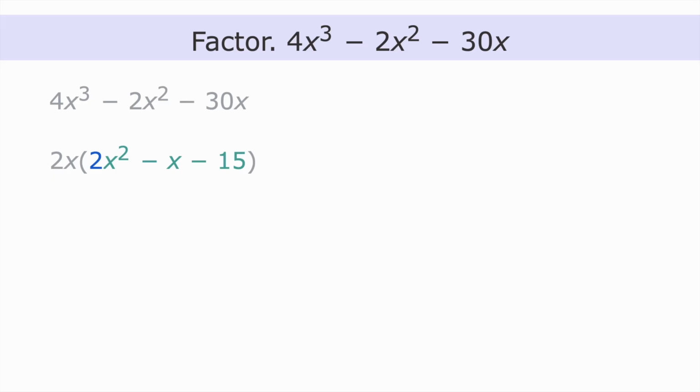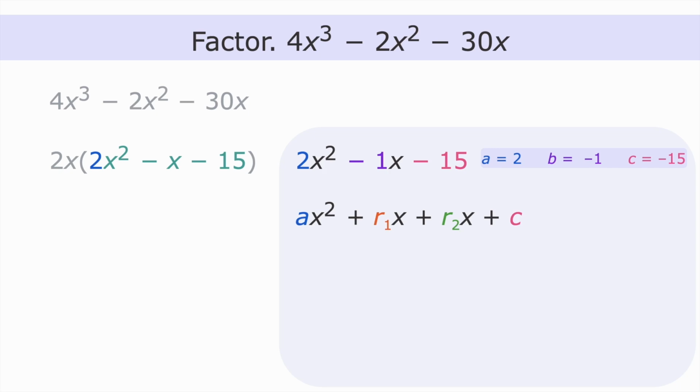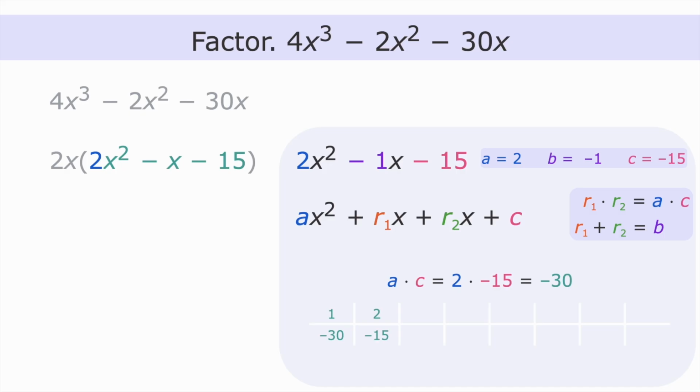But how do we split up our middle term? Well, we'll want to rewrite the quadratic expression as ax squared plus r1x plus r2x plus c, where r1 times r2 equals a times c and r1 plus r2 equals b. Let's go through the process step by step. First, we'll multiply a and c, or 2 and negative 15, to get negative 30. Let's list the factors of negative 30. We have 1 and negative 30, 2 and negative 15, 3 and negative 10, 5 and negative 6, and then all of these same factors, but with the negative and positive reversed.